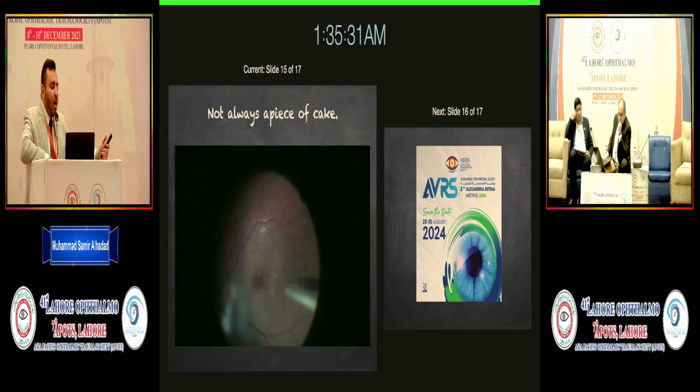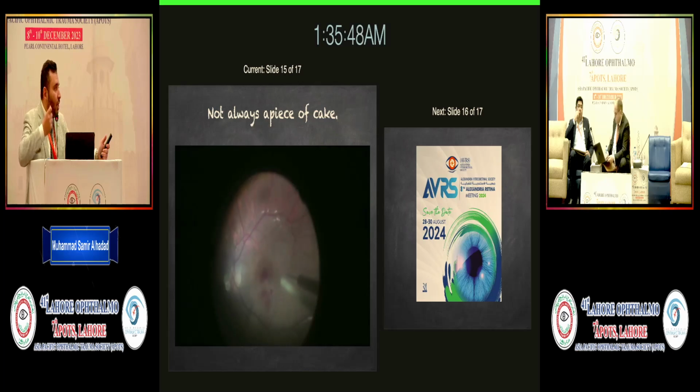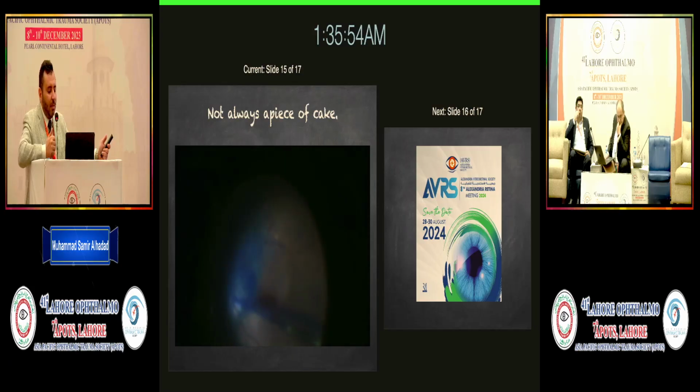of cake. While performing this injection, we will see here an iatrogenic complication from the surgeon, who is me in this case, inducing a macular hole. So not all the time is it a piece of cake, and you have to inject slowly and steadily and take care not to cause, as I said, an iatrogenic macular hole.